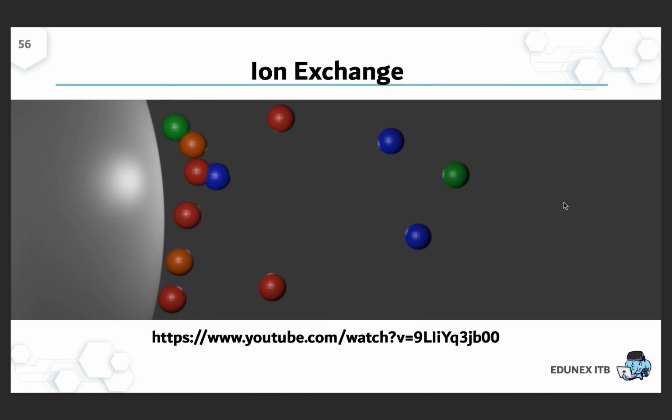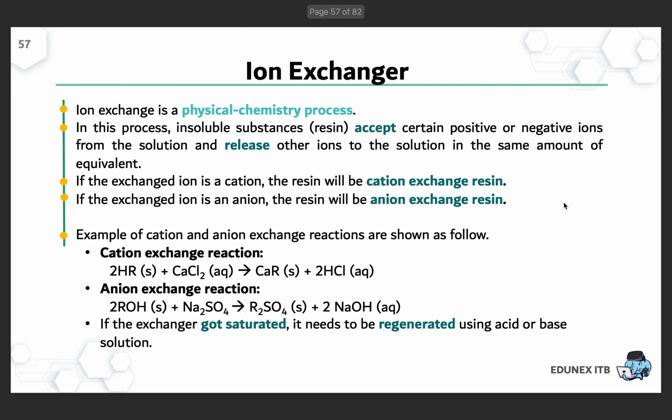Okay, so that's filtration. The next one is the ion exchange. The ion exchange is a resin, an insoluble substance, usually in granular form, like balls. In the ion exchange, a physical-chemical process occurs. So the separation in ion exchange is not based only on physical separation, but also on a chemical process as well. The ion exchange resin can accept certain positive or negative ions from the solution and release other ions.